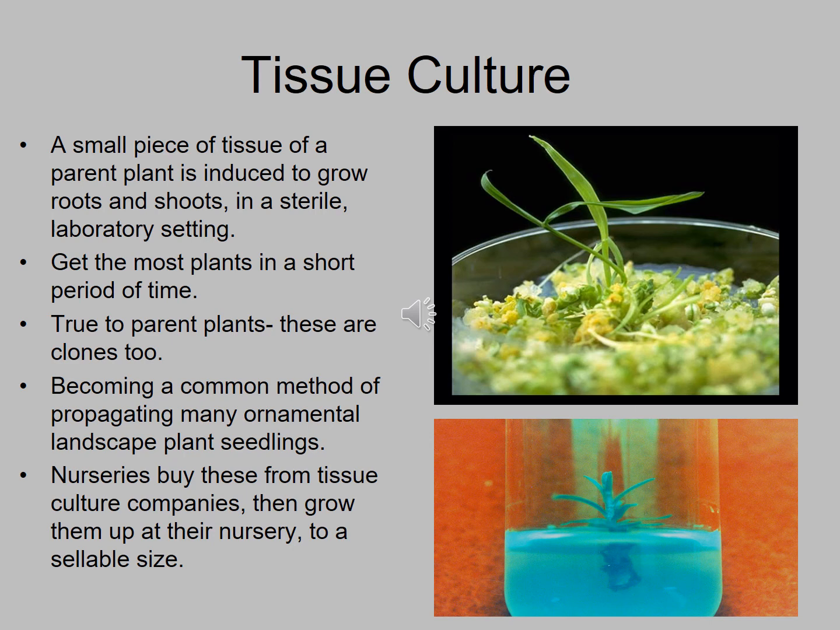Everything has to be very sterile. But all of these little clones that are produced from the tissue are genetically identical to the parent plant. It's a very common method for producing ornamental landscape plants these days, getting more and more popular. Some of our nurseries here around Santa Barbara will often get little starts, they'll call them seedlings, from a tissue culture company, have them shipped to them, and then they pop them up and grow them up for a few months till they're a size and maturity that they can sell.